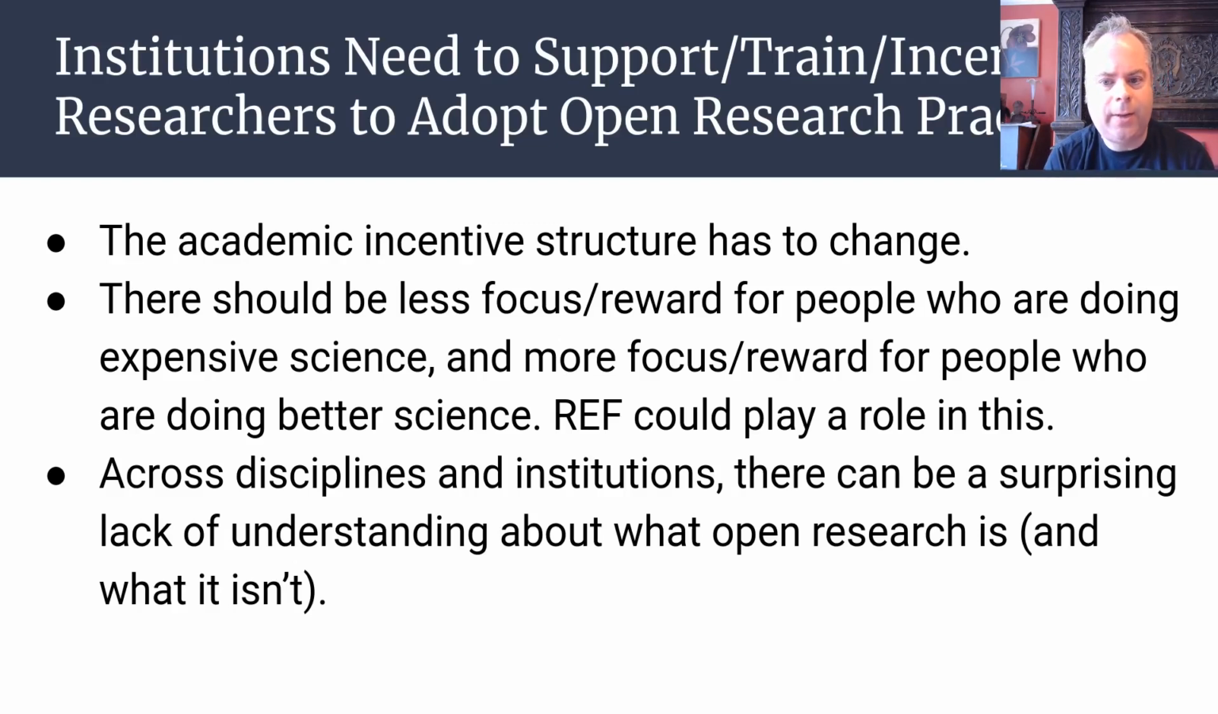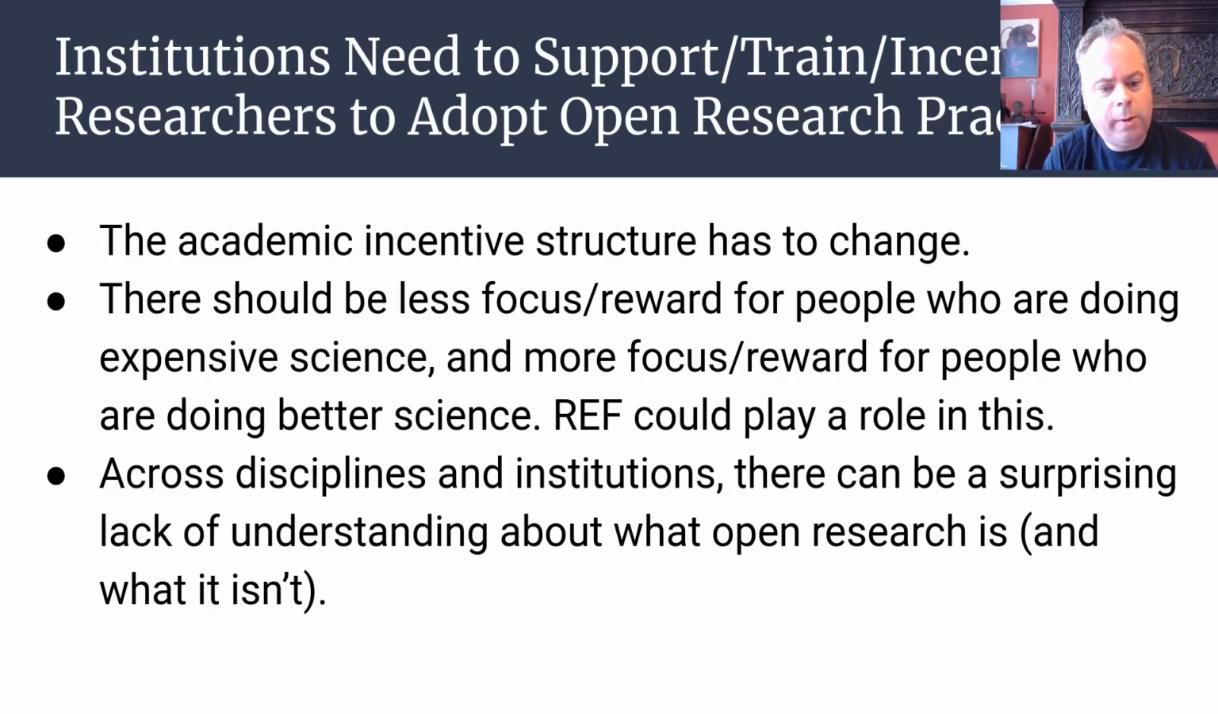The academic incentive structure has to change, so people should be rewarded for doing good research. There should be less focus and reward for people who are doing expensive science, and more focus and reward for people who are doing better science. Within the UK, the Research Excellence Framework could play a role in encouraging universities to do this. And it's nice to see that within the context of psychology, psychiatry, and neuroscience, it's starting to do that.